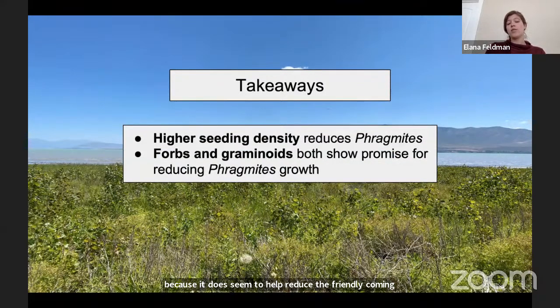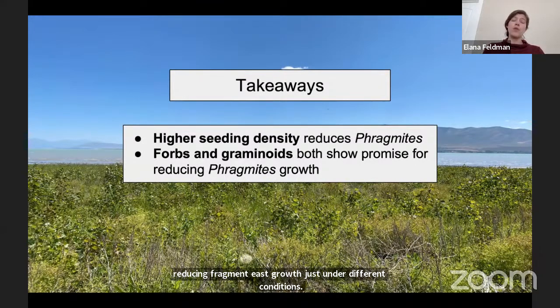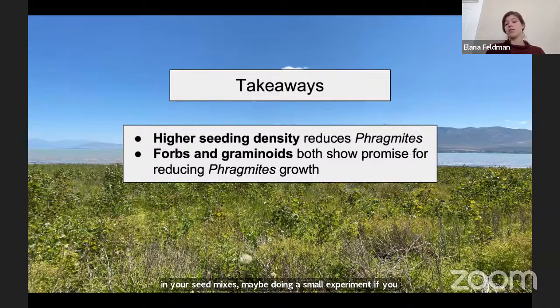Second, forbs and graminoids both show promise for reducing Phragmites growth, just under different conditions. So I would definitely recommend including both of these in your seed mixes, maybe doing a small experiment if you can afford to do that on your own land to see which types of mixes are going to do best in your own area.